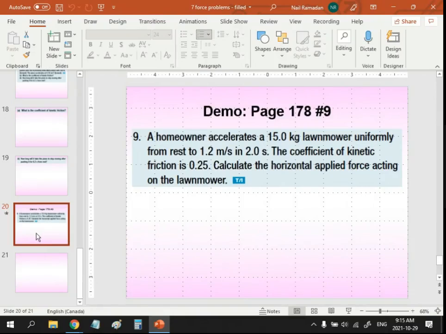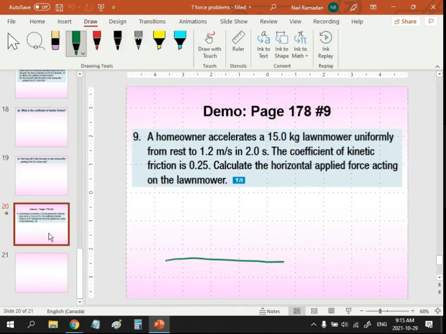Perfect. Okay. The coefficient of kinetic friction is 0.25. How much is the applied force on the what? On the lawnmower, on the object. Okay. What is the most important object in this problem? Well, let's sketch a box on the floor. All right. Floor, lawnmower.